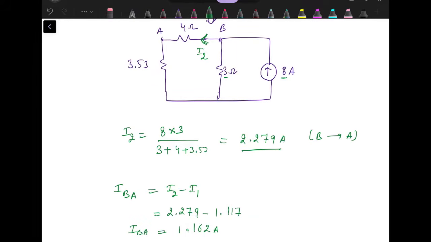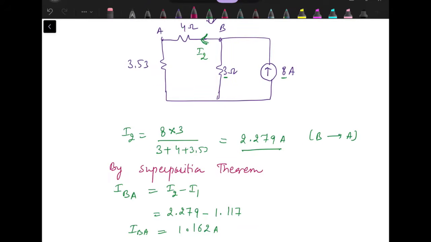So this is what we got by superposition theorem, because according to superposition theorem, the response through any circuit element is the algebraic sum of responses when the sources are acting individually.